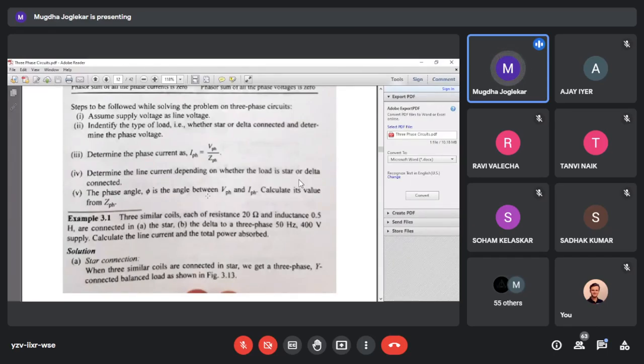Example 3.1. Three similar coils, each of resistance 20 ohm and inductance 0.5 Henry are connected in (A) star, (B) delta. Don't consider B now, only star you are going to consider and solve. To a three phase 50 hertz 400 volt supply, calculate the line current and the total power absorbed. All of you just take down the question, then I will explain how to proceed.